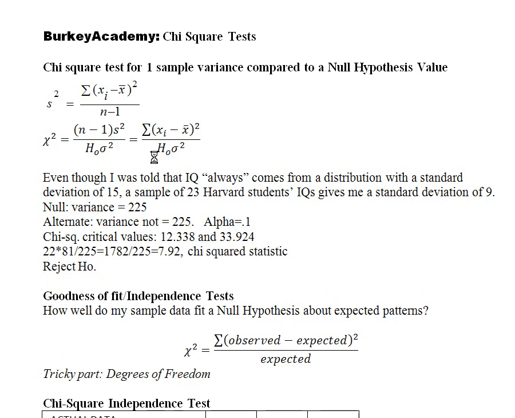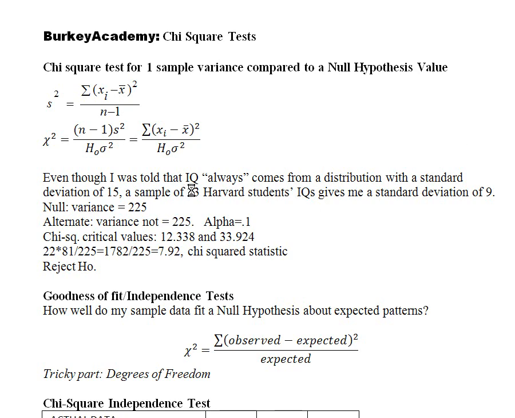And so we have enough evidence based on this sample of 23 Harvard students. The standard deviation of the sample is low enough and the sample size is high enough to give us a chi-square statistic where we would reject the null hypothesis. The variance is not equal to 225 for Harvard students. It's something lower.